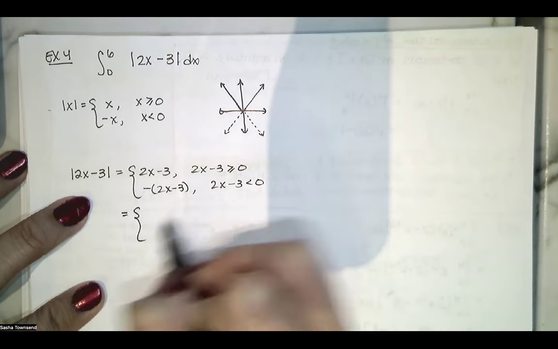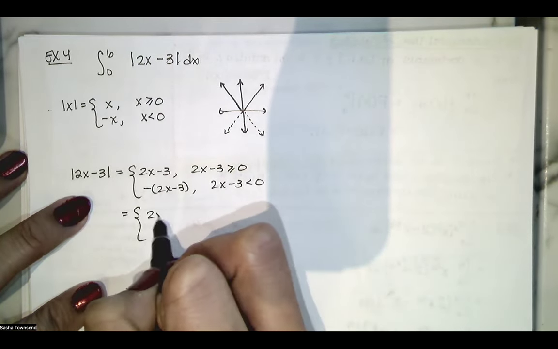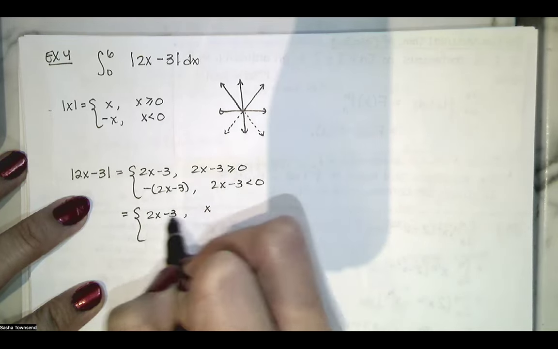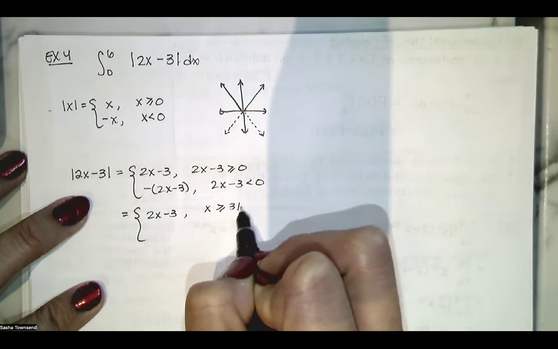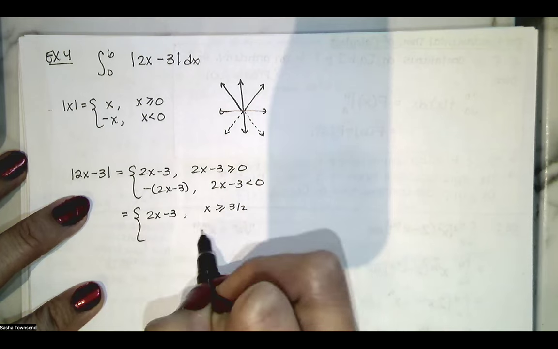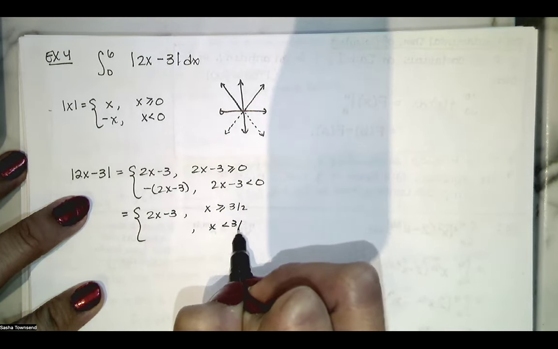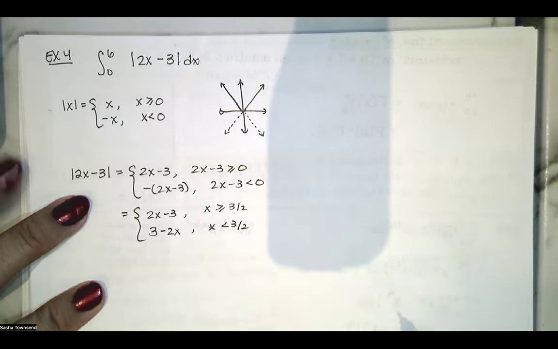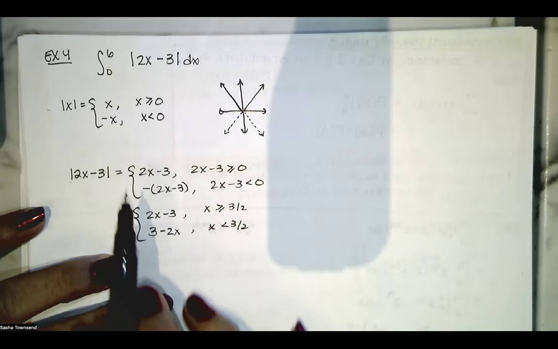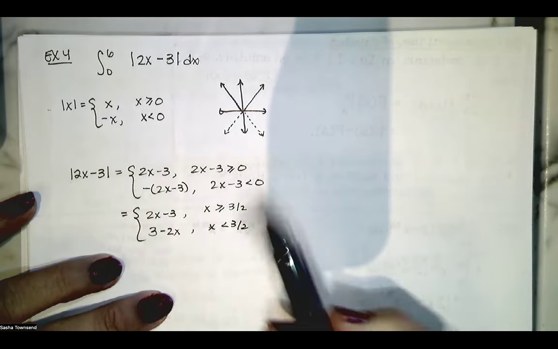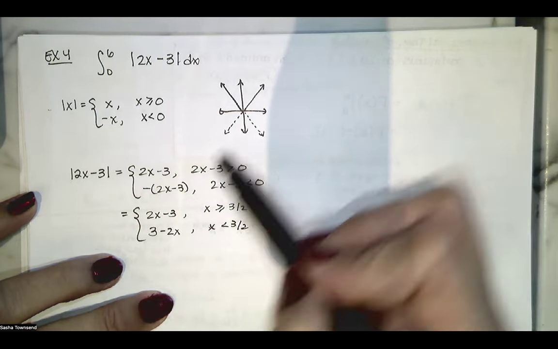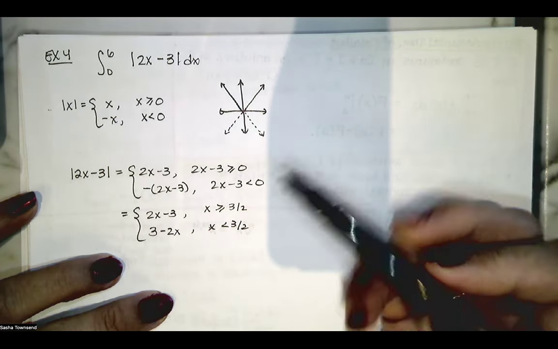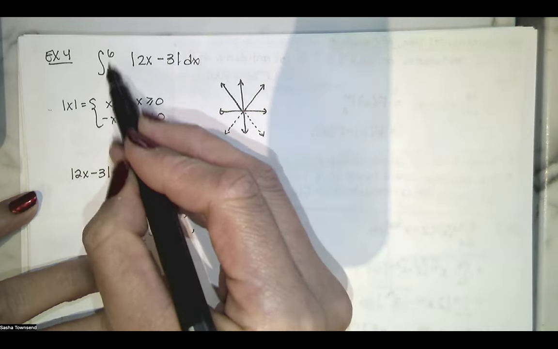Now, if we take these inequalities on the right and add 3 to both sides and divide by 2, we see that this is our function when x is greater than or equal to 3/2. And this is our function when x is less than 3/2. If we distribute that negative and then write the 3 first, we have 3 minus 2x on that interval. So this function is going to have that V shape, but it's going to be a line with a positive slope to the right of 1.5, and a line with a negative slope to the left of 1.5. And 1.5 is on our interval.